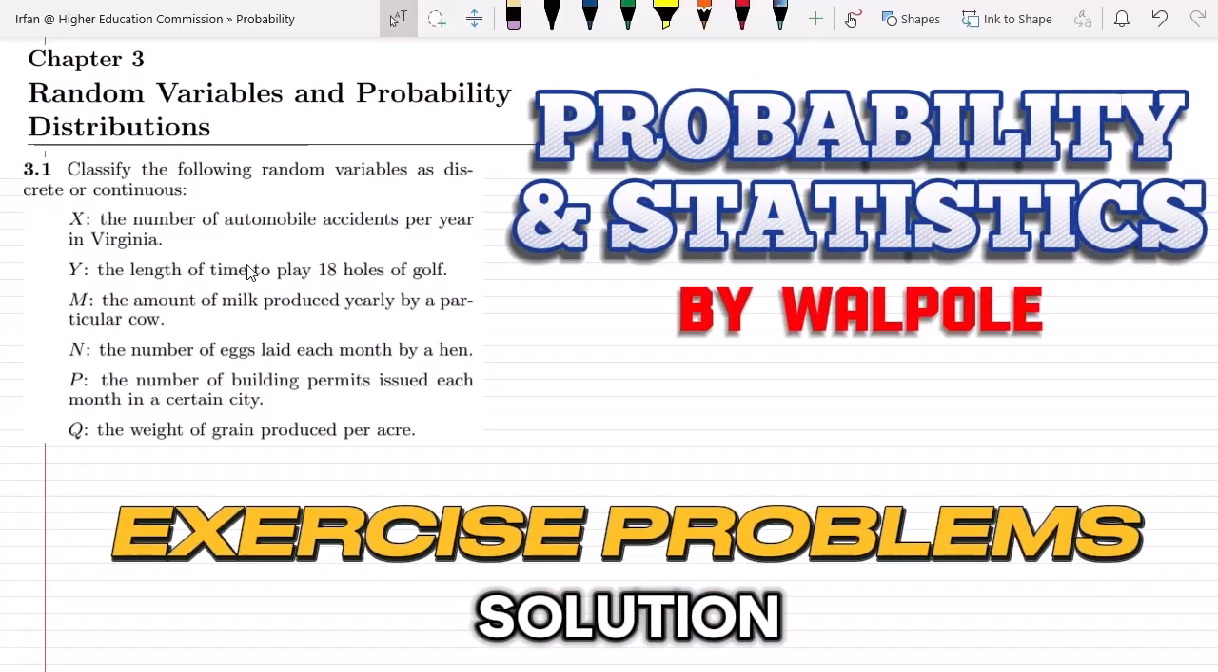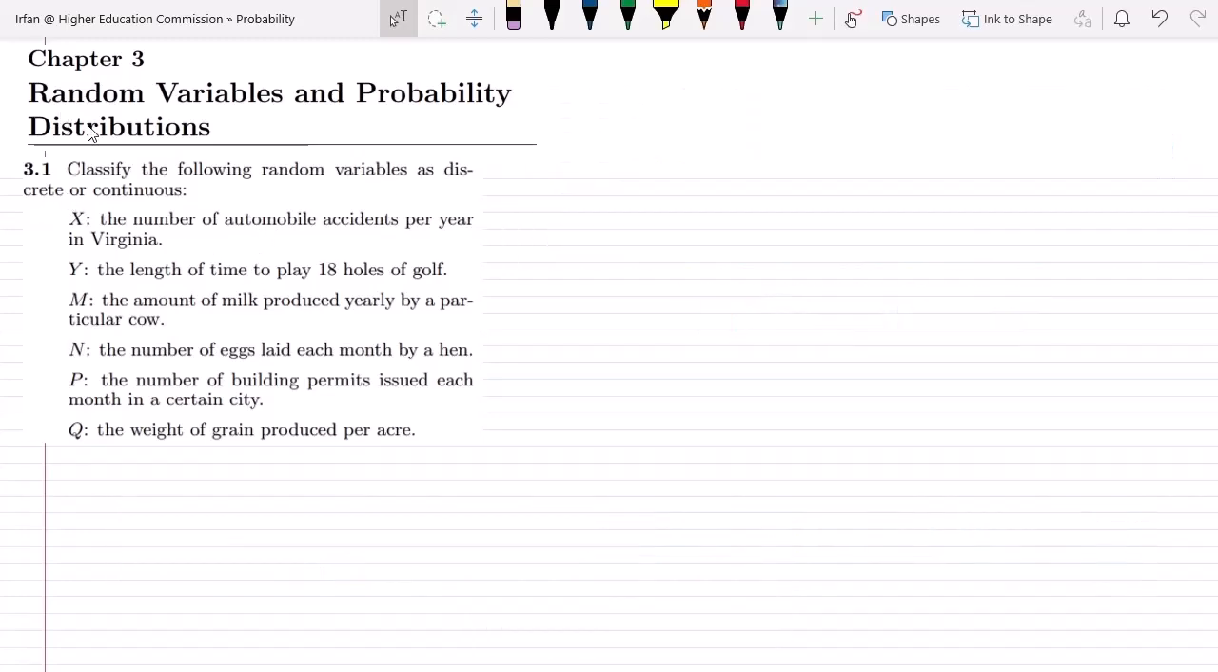Welcome back, guys. This is question 3.1 of chapter number 3, which is related to random variables and probability distribution. In this first part of our question, we are going to classify the following random variables as discrete or continuous.